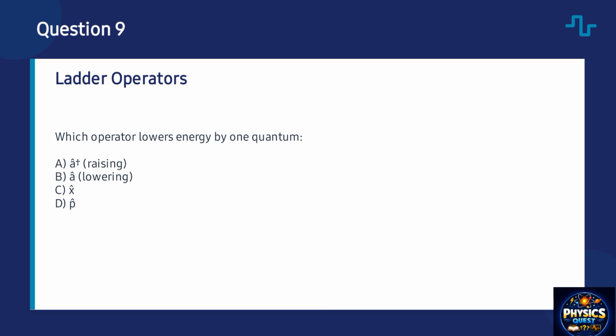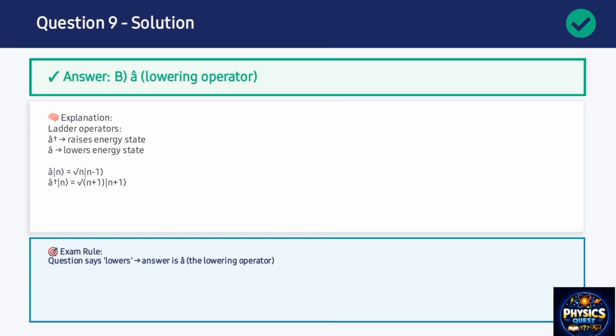Question 9. Which operator lowers the energy state by 1 quantum? Raising operator, lowering operator, x operator, p operator. As the name indicates, option B is correct, the lowering operator. The question says lower, so the answer is the lowering operator, a operator, not a dagger.